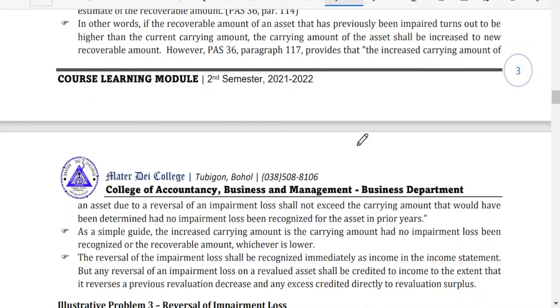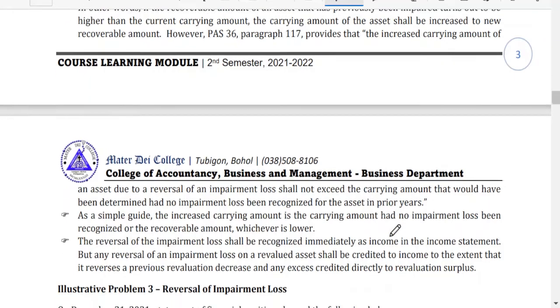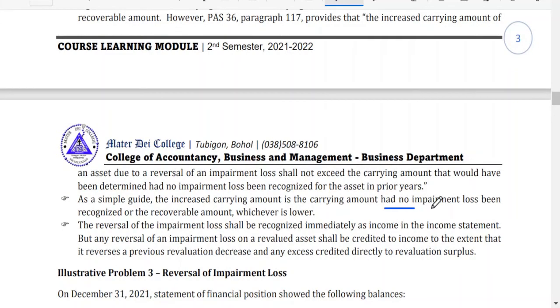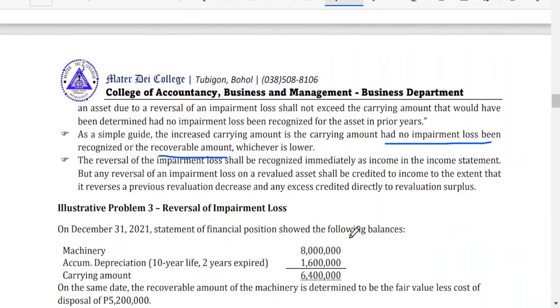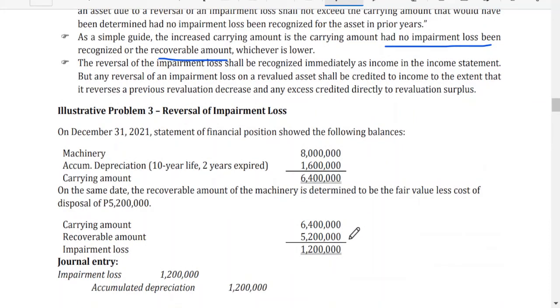So, as a simple guide, you have to get the carrying amount of the asset had no impairment loss been recognized, and compare that with the recoverable amount now, whichever is lower. Okay? To illustrate, let us go to this example. On December 31, 2021, we have the following balances for this machinery. We have 8 million cost, accumulated depreciation of 1,600,000 for 2 years depreciation. The carrying amount is 6,400,000.